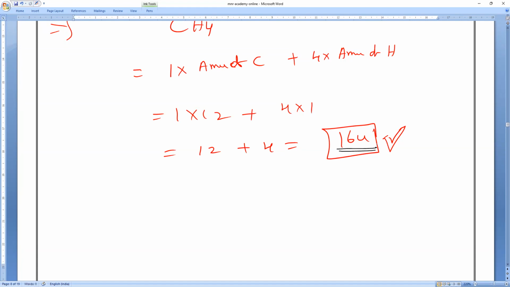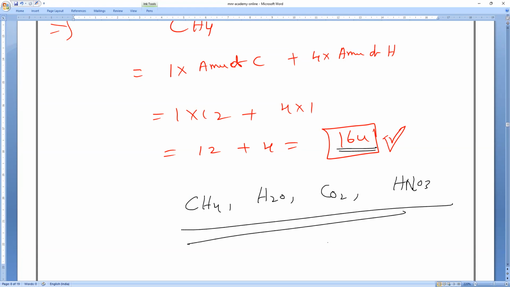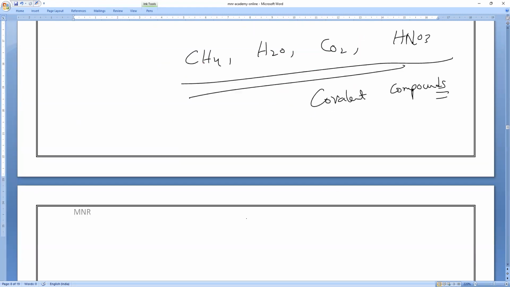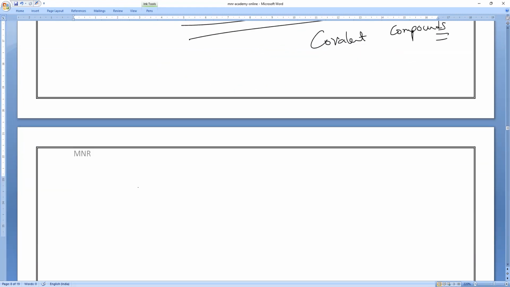Okay, guys. If you notice here, CH4, H2O, CO2, HNO3, these are all covalent compounds or ionic compounds? Covalent compounds. Okay, now what about ionic compounds? Ionic compounds, note it everybody.